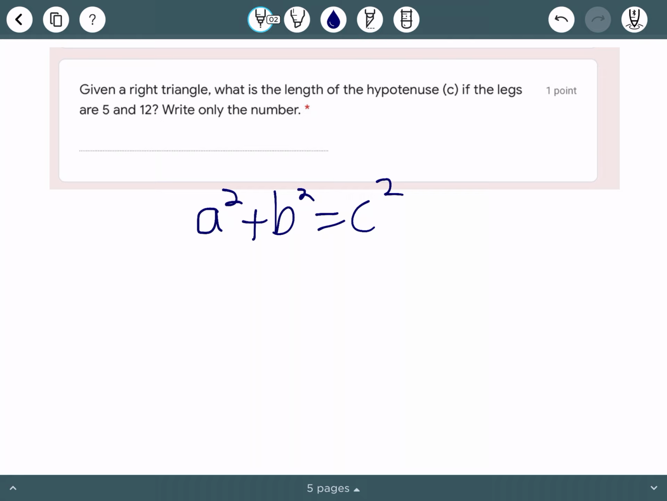So they already told us that the hypotenuse is going to go in for c. And they gave us the legs, which are 5 and 12. It doesn't matter which one is a and which one is b. So let's call this a, let's call this b. Plug it into that Pythagorean theorem, which is this, and you are ready to go. Now make sure when you're plugging in that you do use parentheses because those parentheses are important.